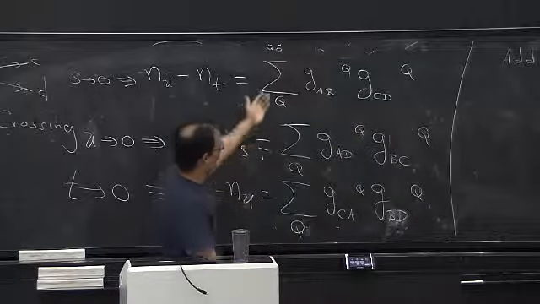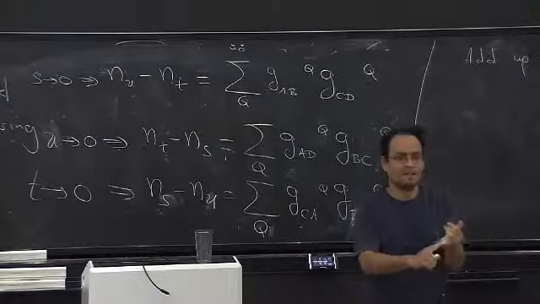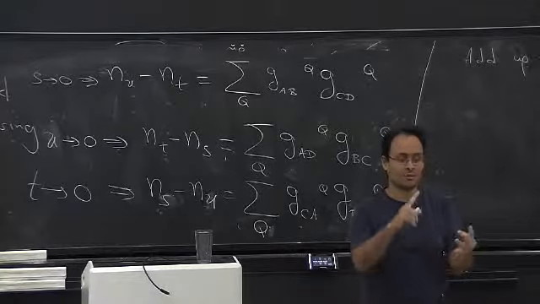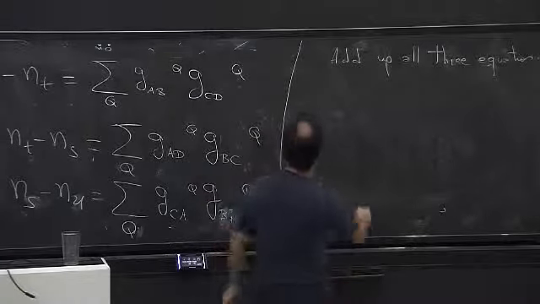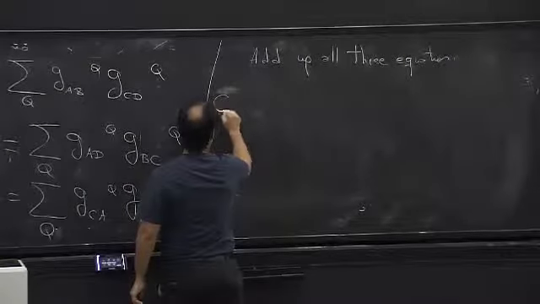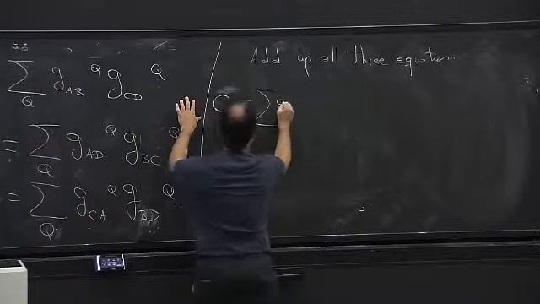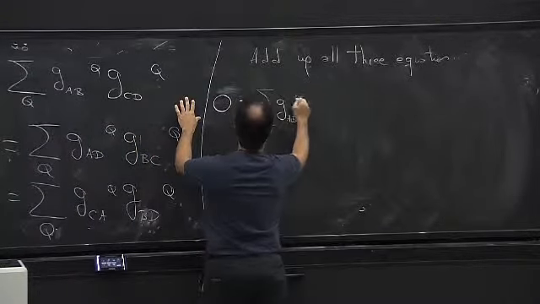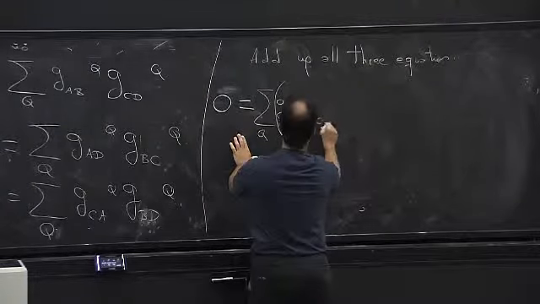So we get that whatever these couplings are, unitarity plus crossing and transformations under Lorentz imply that these couplings must satisfy the following. This side is 0, and therefore this sum over Q has to be this.